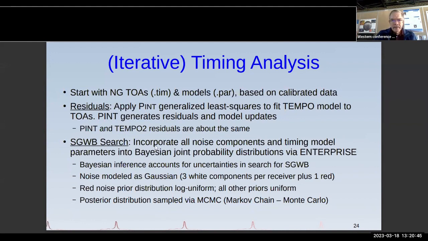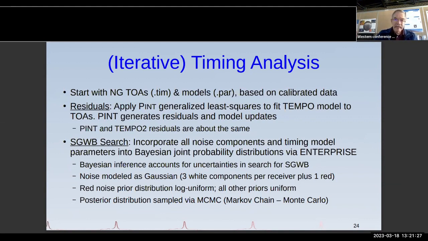For the data search here, if you're searching for a gravitational wave, then you have to incorporate all the noise components that we talked about before in your model, all those uncertainties, into what's called a Bayesian joint probability distribution. So you're no longer thinking of a point solution to a problem. Your solution is a probability distribution. You can think like a Gaussian curve, but it's multidimensional. You're not in one dimension anymore. It's very highly dimensional. And so this Enterprise tool is set up to run all these Bayes models.